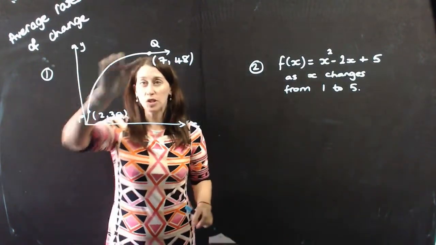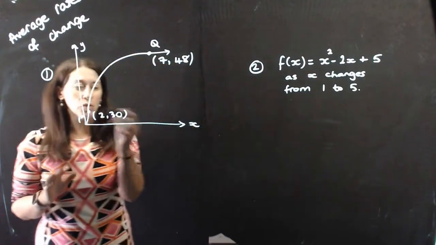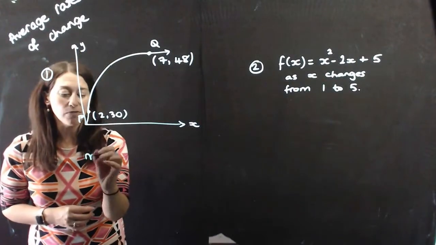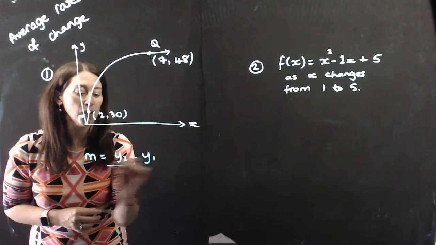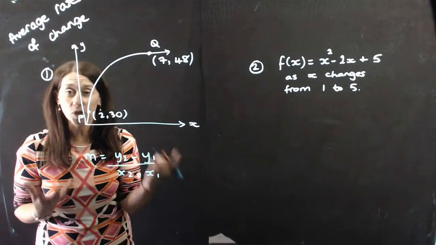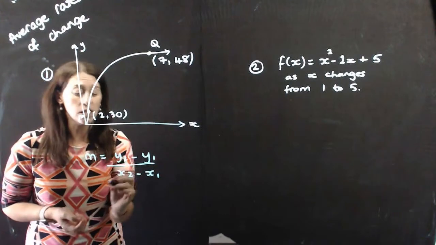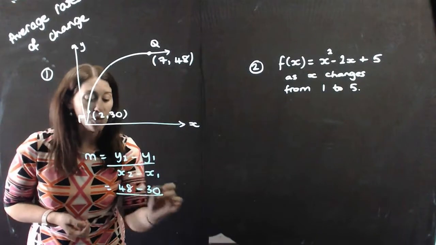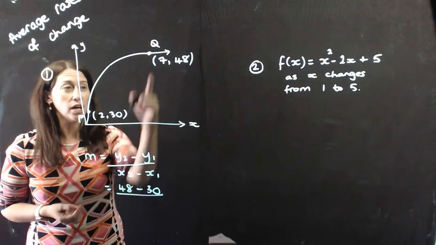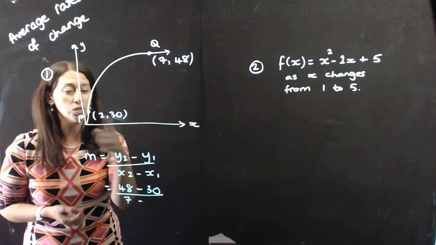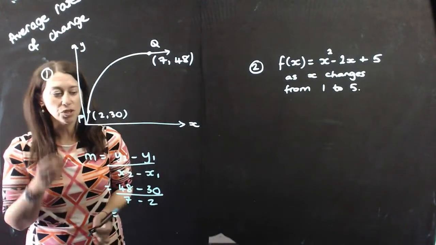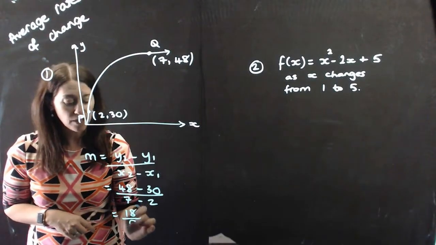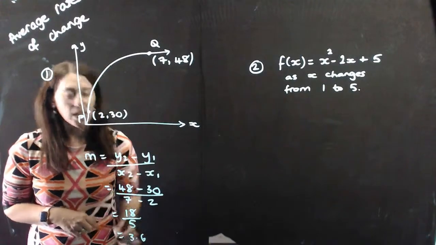Looking at this one, we've got two coordinates, p and q. We'll call this one our first coordinate and this one our second coordinate. So using the formula y2 minus y1 over x2 minus x1, all I've got to do is substitute the values in. The second y coordinate is 48, the first y coordinate is 30, over 7 for the second x coordinate and 2 for the first x coordinate. So 48 minus 30 is 18, 7 take away 2 is 5, and we get 3.6 as our average rate of change.